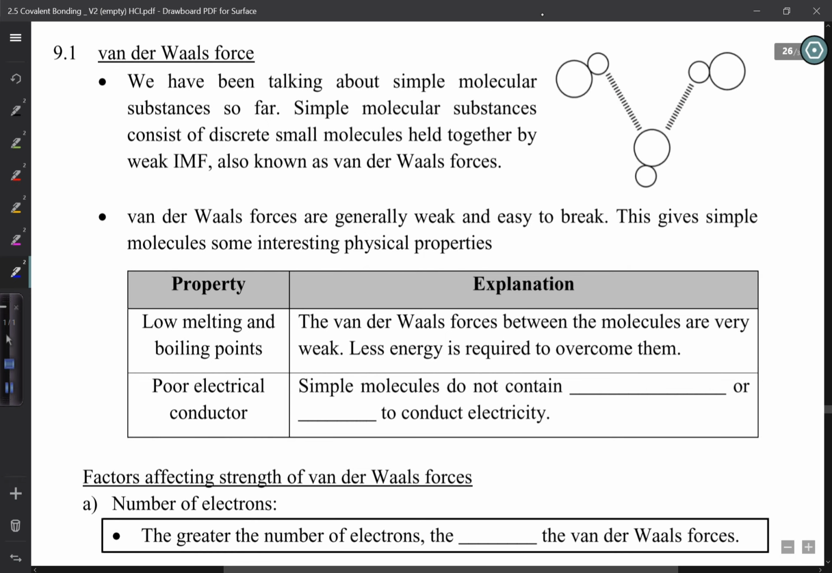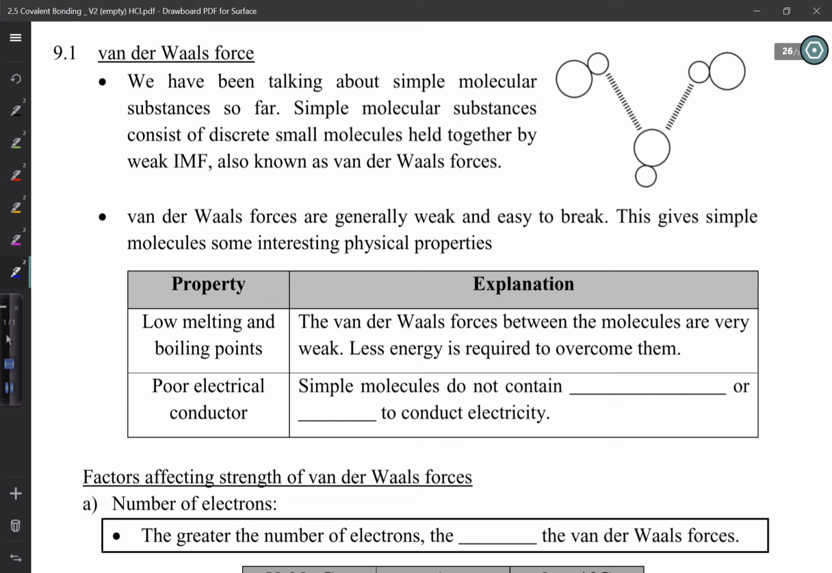Usually such molecules with weak van der Waals forces will have low melting and boiling points. This is because the van der Waals force between the molecules is very weak, so less energy is required to overcome them. That's why water, when you boil it at 100 degrees, vaporizes, right? But salt, you try boiling it at 100 degrees, doesn't vaporize. Correct? That's why we say that van der Waals force is much weaker than ionic bond.